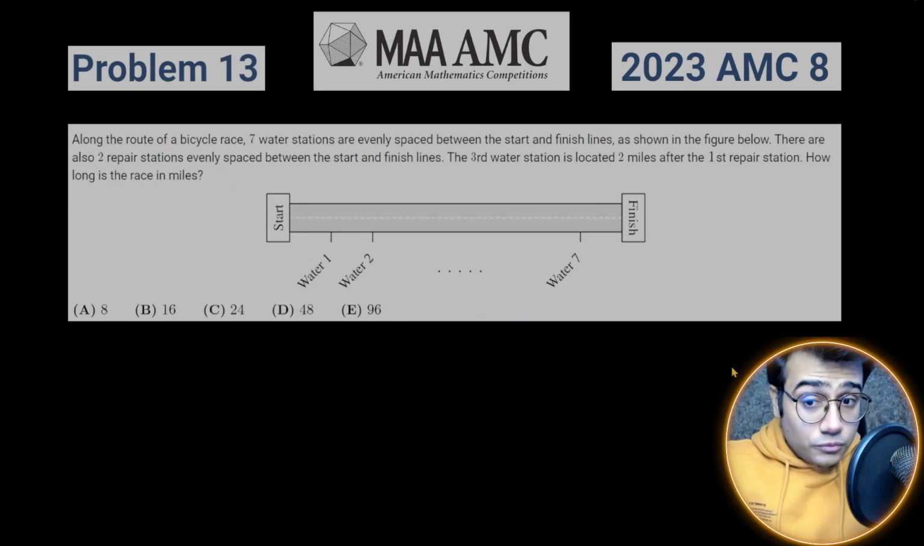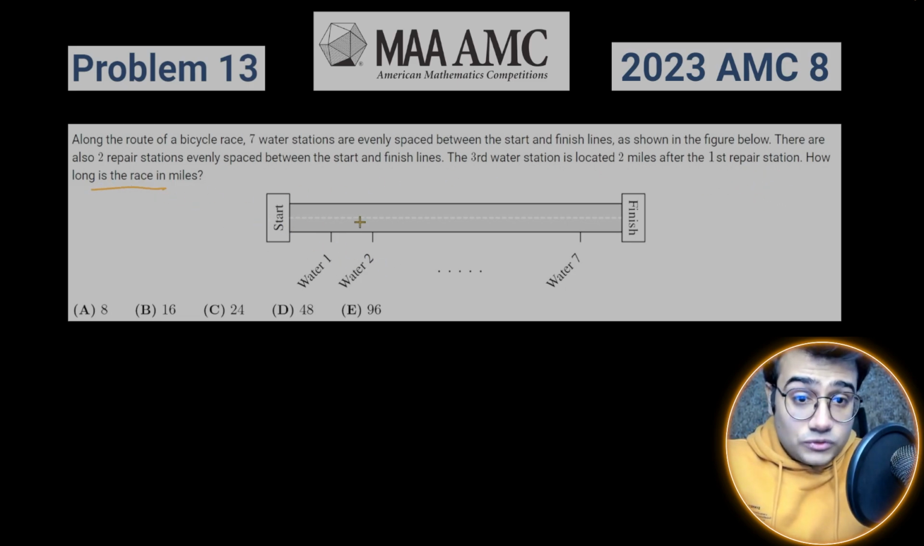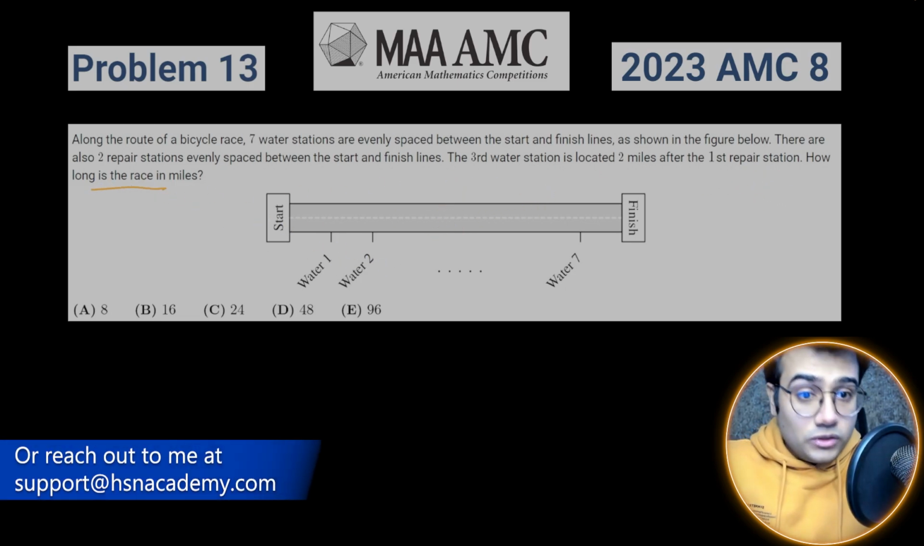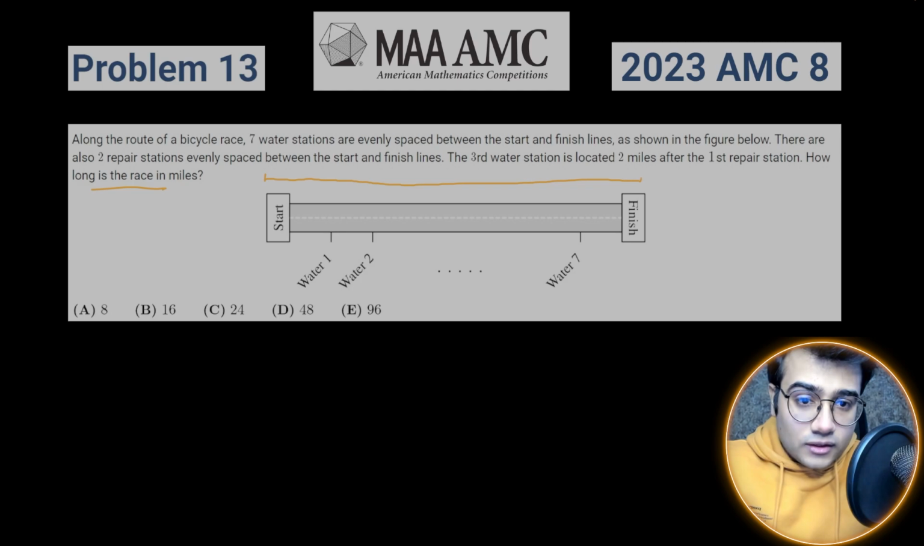Okay, so for word problems, you want to start by reading the question first so that you know what you're really looking for. They want us to find out how long the race is from start to finish. So let's define that as the variable. We're going to call this full length X.